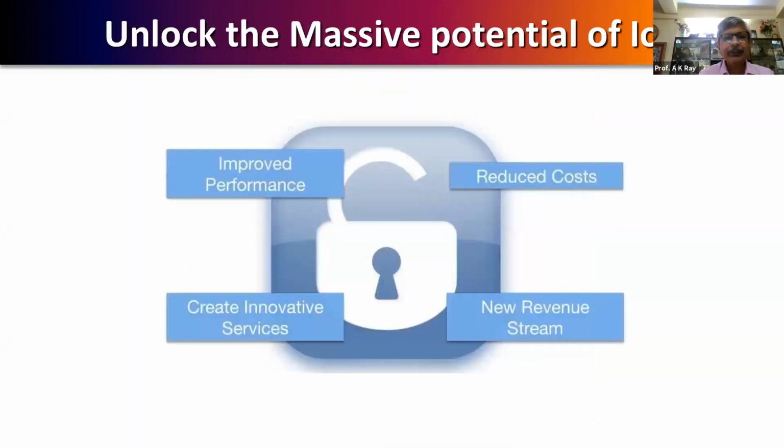So what is this massive potential of IoT? We have to now see how we can unlock it. This is a locking period, everything is locked. So how do you improve performance and create innovative services? Every time you have to think about how the revenue stream will be increased, and how you can reduce the cost of production.